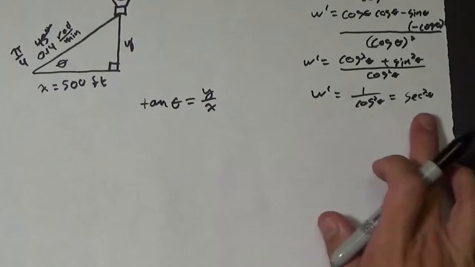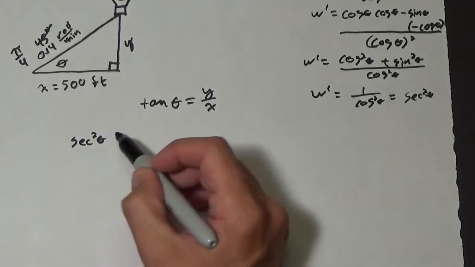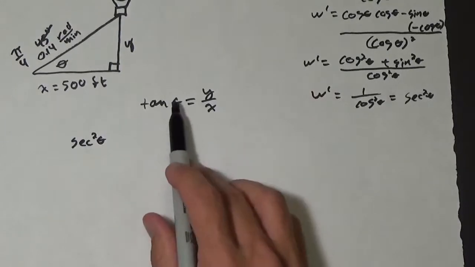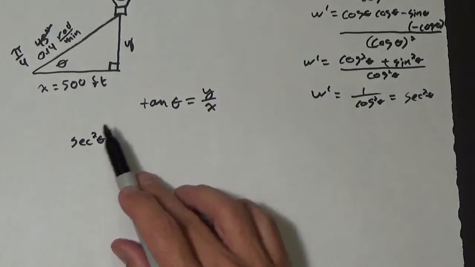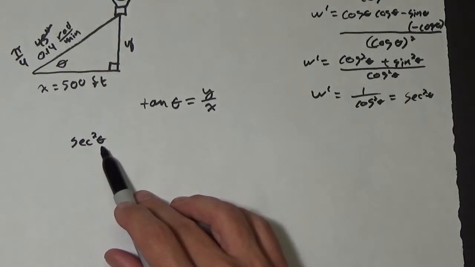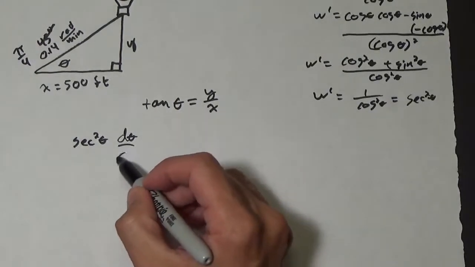So the derivative of the tangent is the secant squared, so we have the secant squared of theta. Now remember, we're taking this with respect to time. So you have the derivative of the tangent is secant squared, then you have to take the derivative of the inside, which is theta with respect to time. So we're going to have d theta dt.